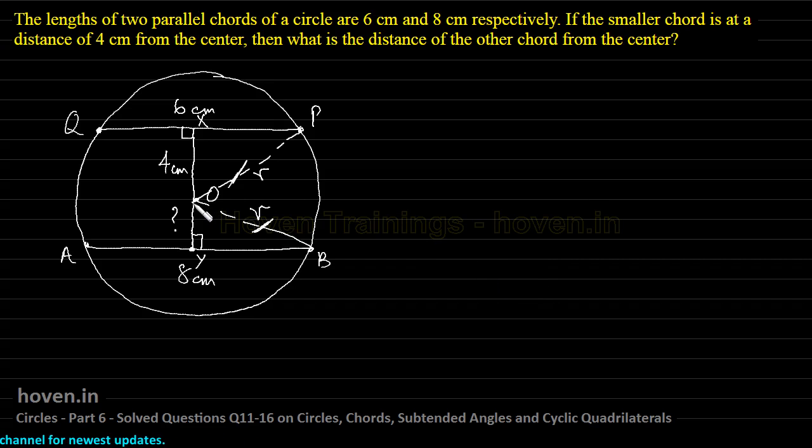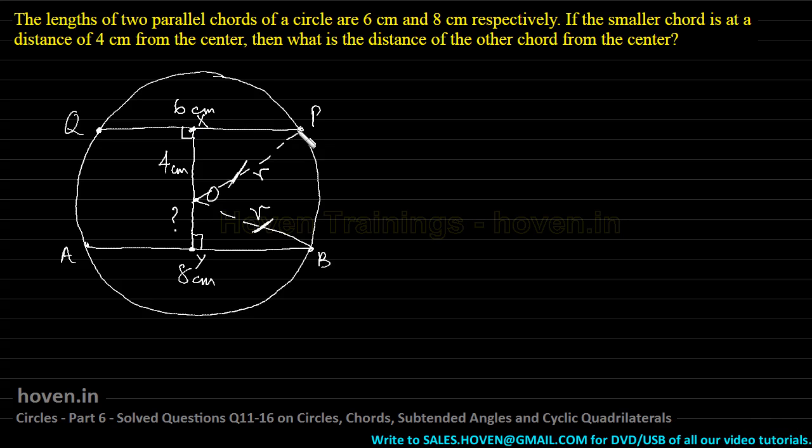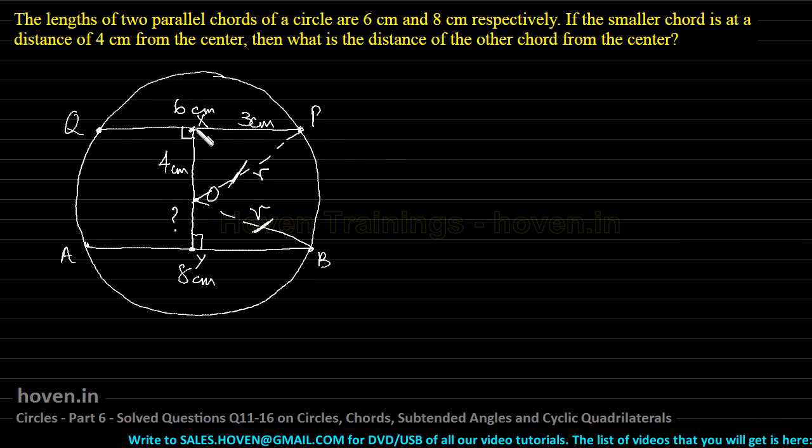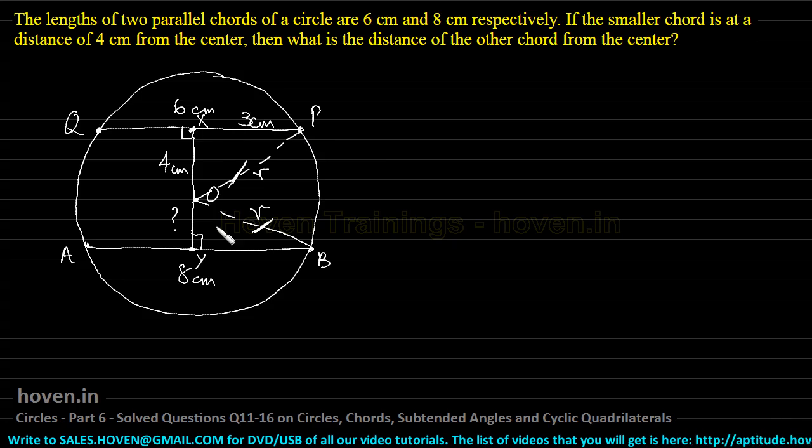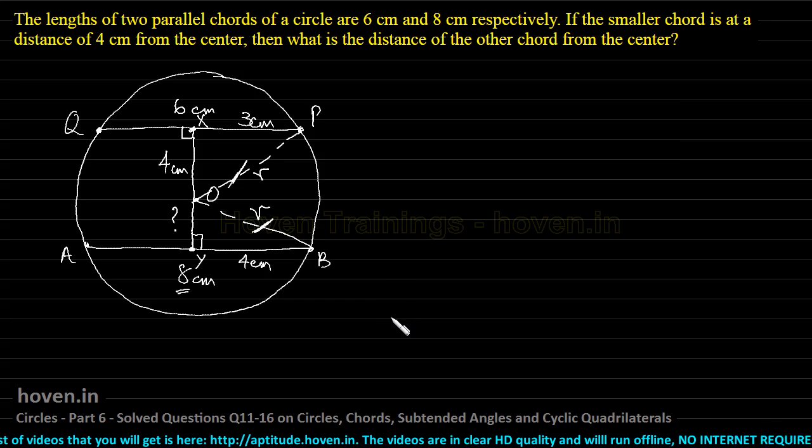Now, let us make another observation. This OX is perpendicular to the chord PQ. And we know from the basic theorems that a perpendicular from the center of a circle to a chord divides the chord into two equal parts, which means that this length XP is going to be 3 cm, because the entire chord is 6 and this bisection will make it 3 cm. Similarly, OY is perpendicular to the chord AB. The entire length of AB has been given as 8, therefore the length YB will be 4 cm. So by applying the reasoning, we have been able to deduce XP and also YB.